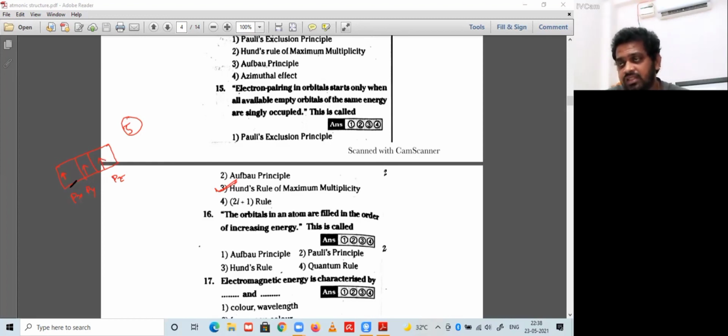All the first electrons by default we will consider as clockwise revolving electrons, and the fourth electron will be filled in the px. Why? Because all three p orbitals are filled with one electron each. Then the fifth electron will be filled in the py and the sixth electron will be filled in the pz, and the second electron in each will have the spin minus 1 by 2. So this is nothing but Hund's rule.